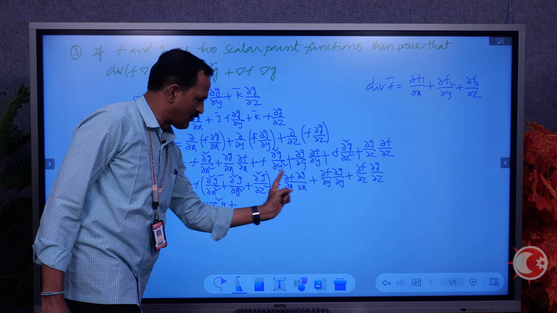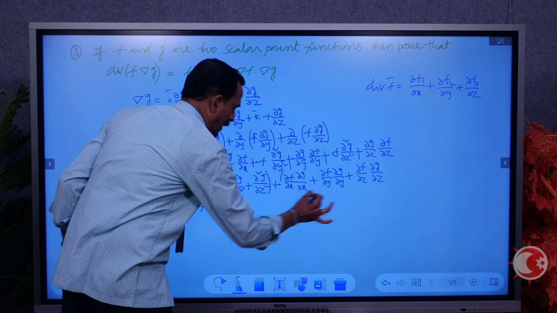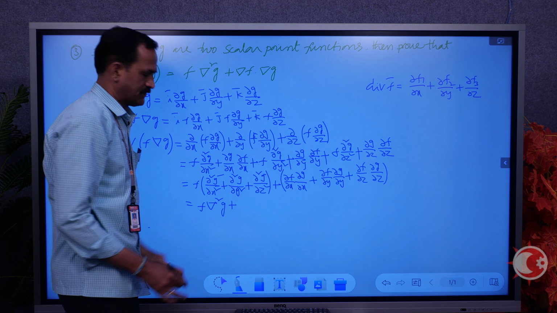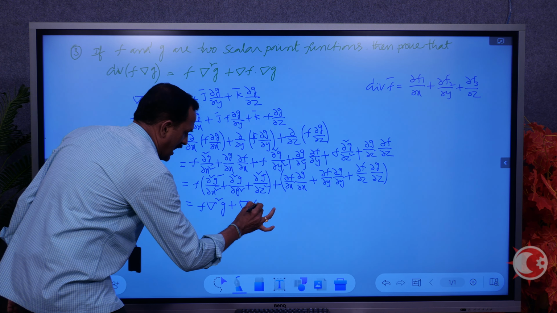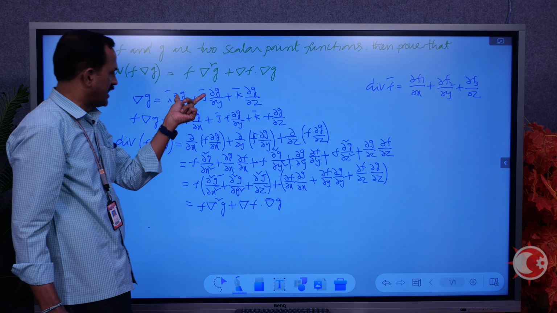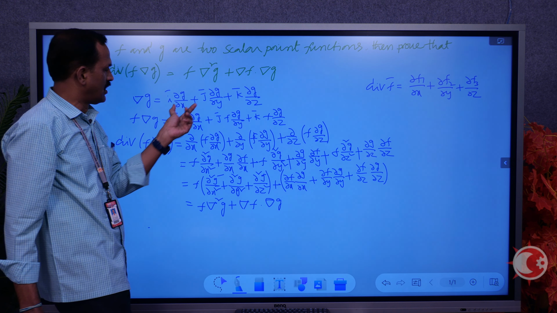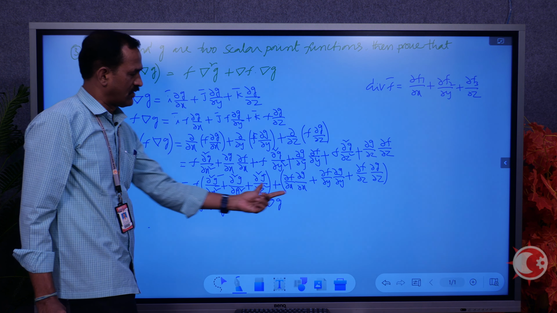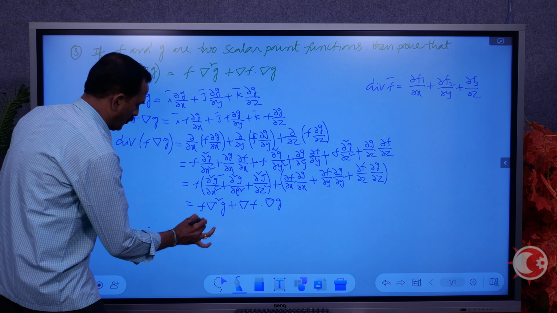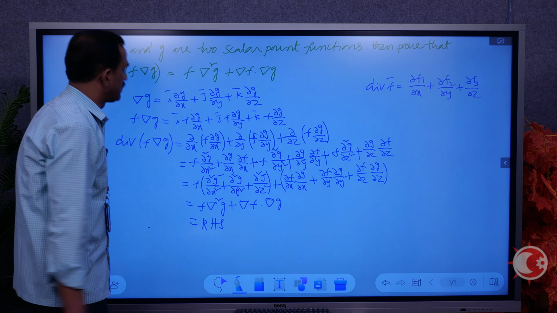So from here to here, if you maintain the bracket like this, that is nothing but the dot product of del f and del g. So that is del f dot del g, that bracket part. If you find the dot product between del f and del g, we will get this bracket. So that is nothing but our RHS, which is what we had to prove. That is identity number 3.